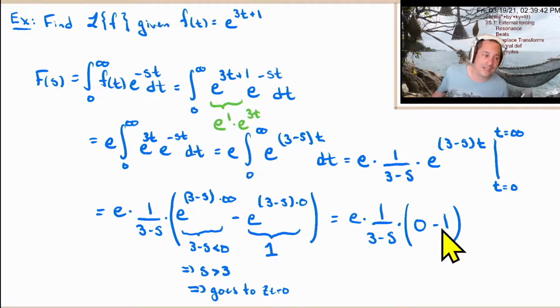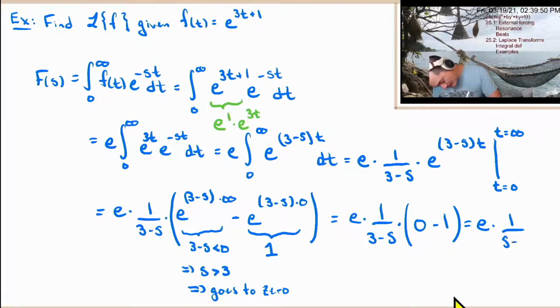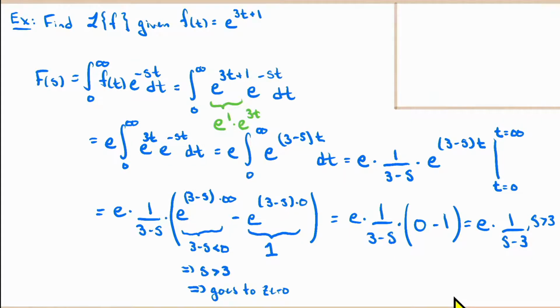And so I'll take this negative 1, I'll multiply it into the denominator to get an e times a 1 over s minus 3, where s has to be greater than 3. Okay, that's the game. I'm going to freeze that, grab the next slide.